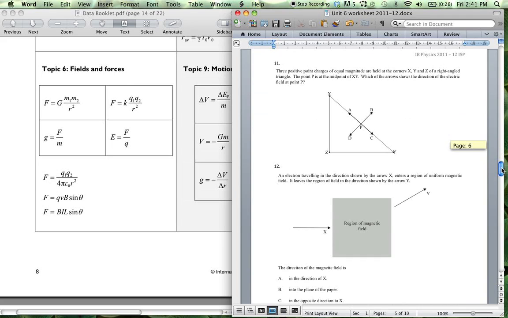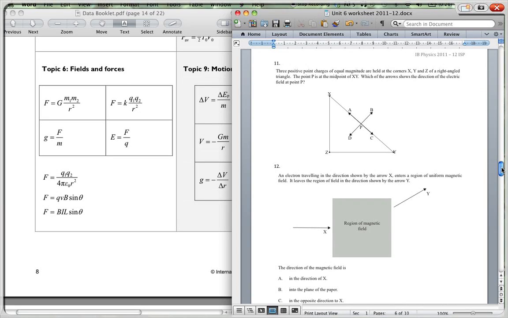And here we've got 11 and 12. So we say here 3 positive point charges of equal magnitude are held at the corners x, y, and z of the right angle triangle. The point P is at the midpoint of xy. Which of the arrows shows the direction of the electric field at point P?